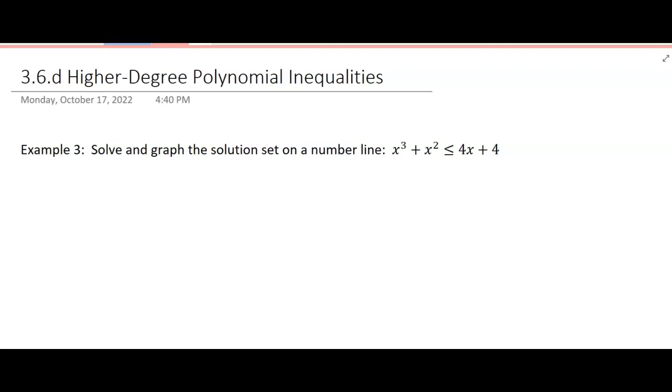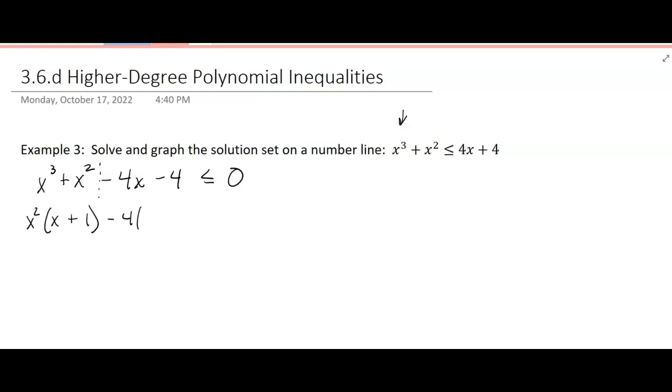We have another polynomial inequality, but notice this is a higher degree. It's a degree 3 polynomial. So we're still going to set it to 0, get everything on the left. x cubed plus x squared minus 4x minus 4 is less than or equal to 0. This is 4 terms. It's a grouping situation. It is going to factor, I'm pretty sure.